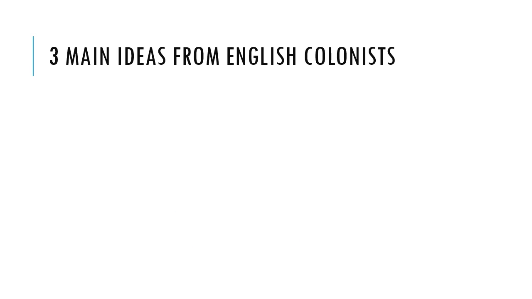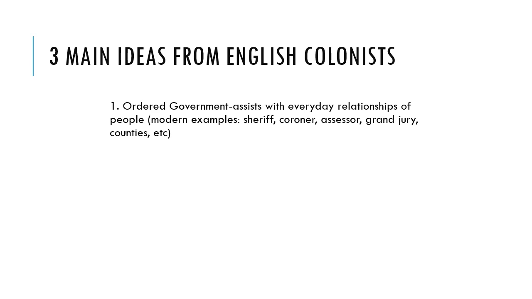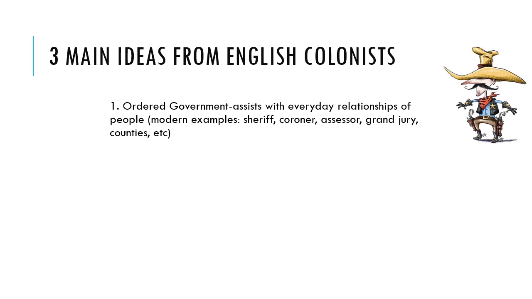We get 3 main ideas from English colonists. As they came over the Atlantic, they brought with them some ideas. First and foremost, an ordered government assists with everyday relationships of people. Modern day examples would be the sheriff, which handles law; coroner, which handles autopsies and medical reports; assessor, which looks at land values and surveying; grand juries, dealing with civil and criminal cases; and counties, which make up different parts of where people live, etc.